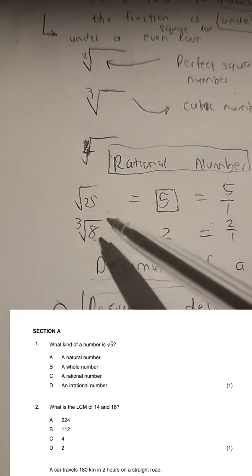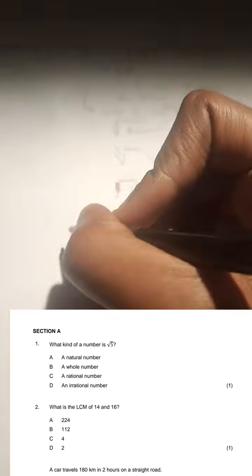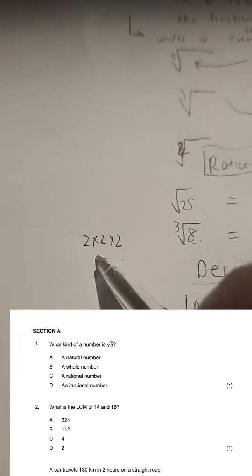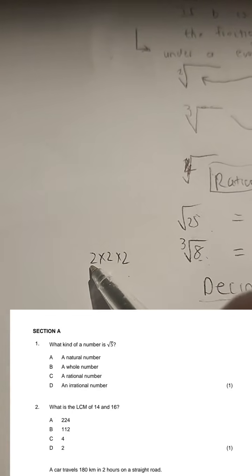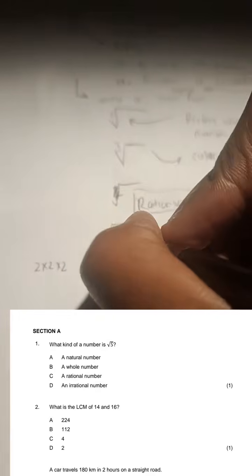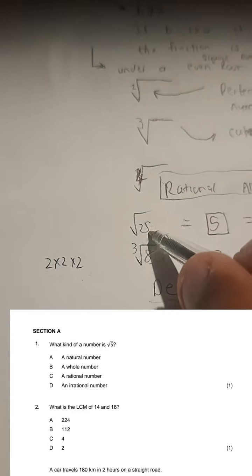The cube root of 8, under the cube root, there is a cubic number, 8, because 8 can be written as 2 times 2 times 2. That's why we say 8 is a cubic number, because it can be written as a multiplication of these 3 numbers, 2 times 2 times 2. So 8 is a cubic number. What about 25? 25, we say, is a perfect square. Why? Because it can be written as a product of itself, 5 times 5. All right? So that's why we say 25 is a perfect square number.